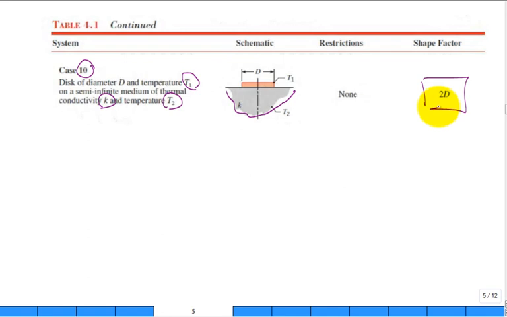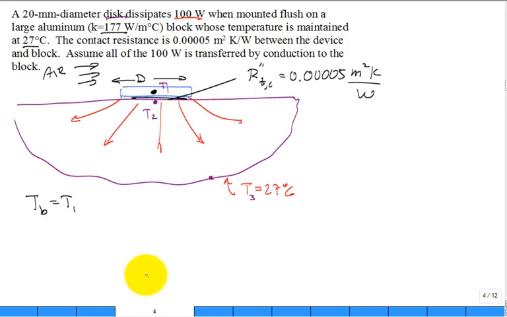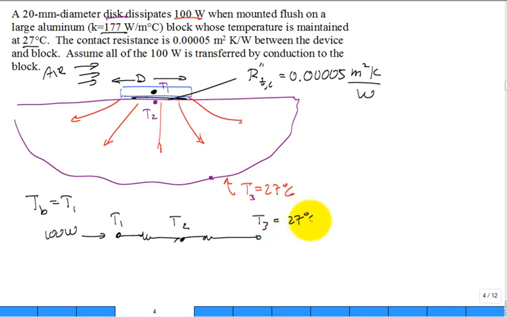It would be a little bit of work, but we could solve for it, but somebody already did solve for it, so let's just use that result. So we come back here and we have a thermal network. We're going to have to first pass that 100 watts from T1 to T2. What type of resistance is offered just to get it into the top of the aluminum block? Well, it has to go through that contact conductance. Yeah, that contact resistance. And then it goes all the way to T3, which is 27 degrees C. So this one over here, that one's pretty easy.